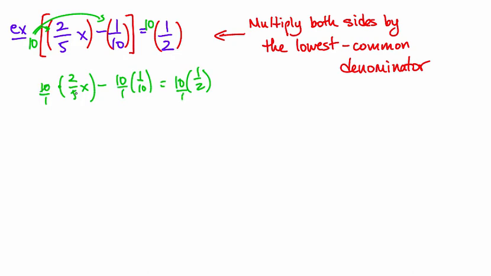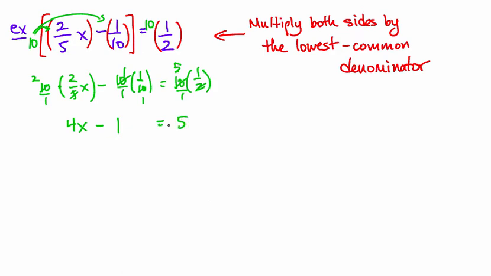And so this 10 cancels this 5 and leaves 2, and 2 times 2 is 4x. And the 10 cancels the 10, giving 1, and so 1 times 1 divided by 1 times 1 is 1. And the 10 cancels the 2 and leaves a 5, so 5 times 1 divided by 1 is 5.